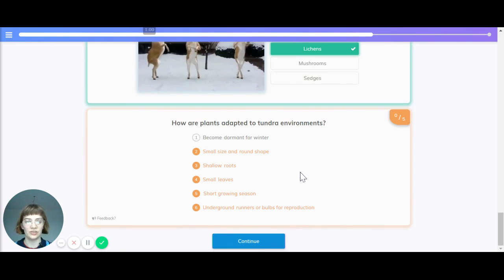How are plants adapted to tundra environments? Firstly, they become dormant for winter. Secondly, they have a small size and round shape. Thirdly, they have shallow roots. Fourth, small leaves. Fifth, short growing season. Sixth, underground runners or bulbs for reproduction.